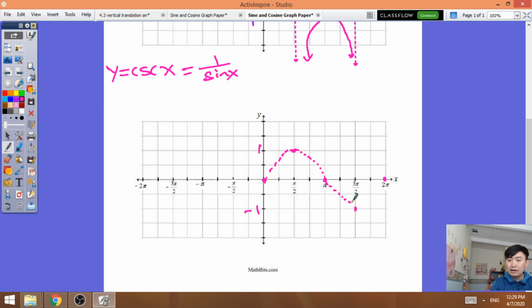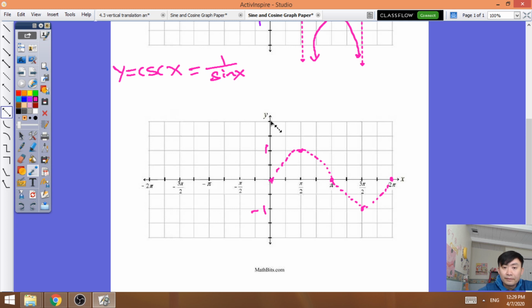Again, it's the same kind of approach like what I did with the parent graph of secant. So you need to sketch the reciprocal function graph first, which is sine for cosecant. And now at the zeros, again, we do have the VA. So let's put in the VA. So here's one. Here's another one. And here's the third one.